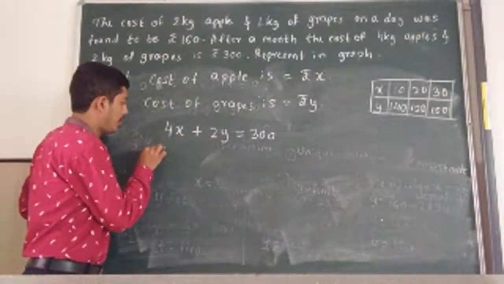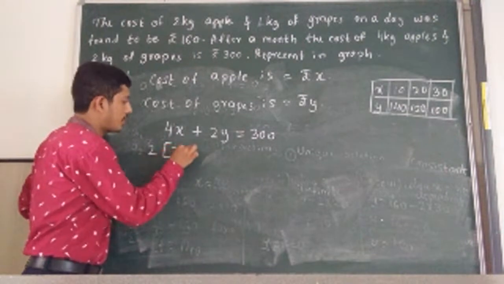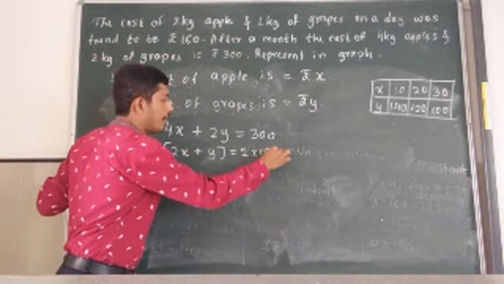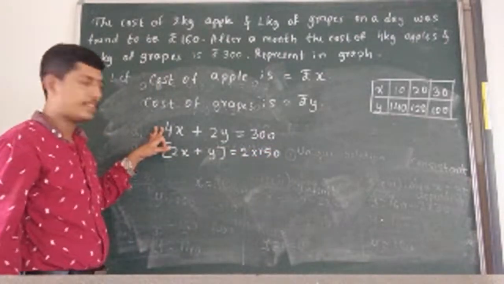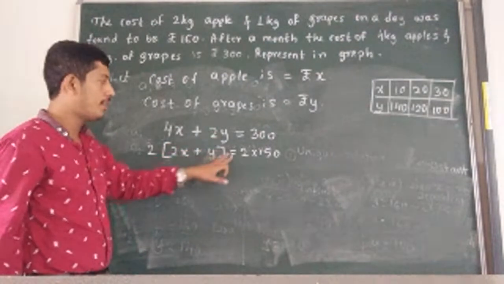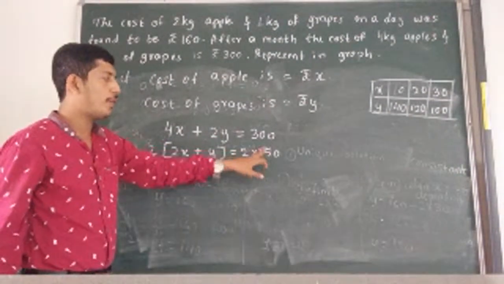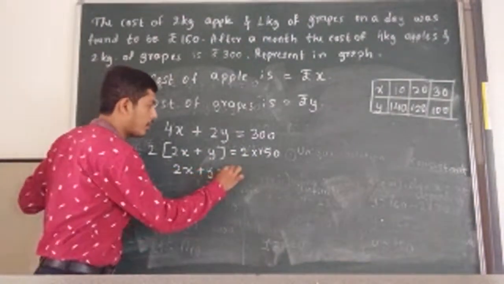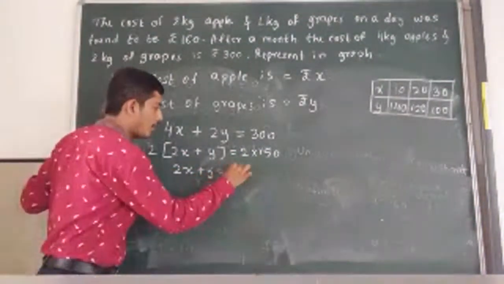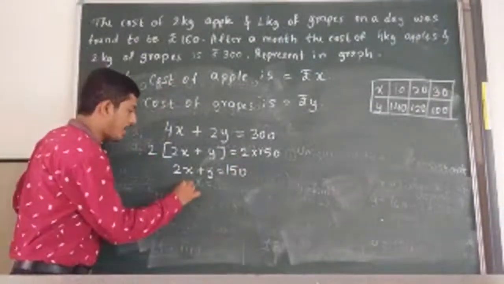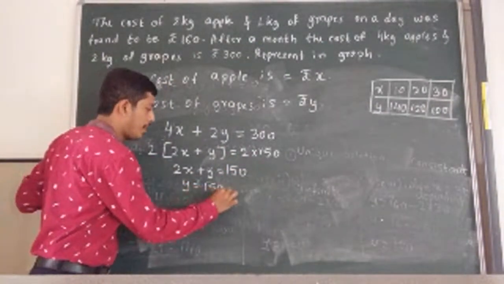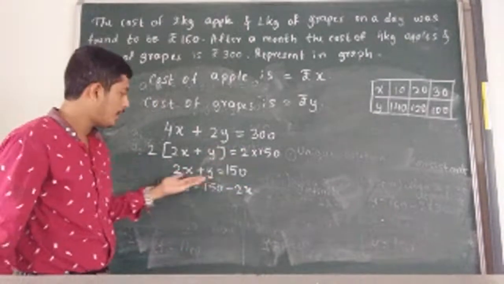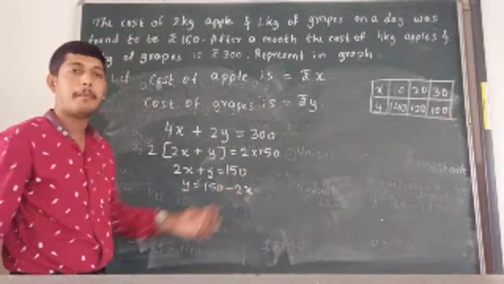It becomes 2x plus y equals, 2 into 1 because 2 twos are 4, x plus 2 into y, 2y, equals 150 into 2, which is 300. So the 2 gets cancelled, and the remaining is 2x plus y equals 150. So that means y equals 150 minus 2x.